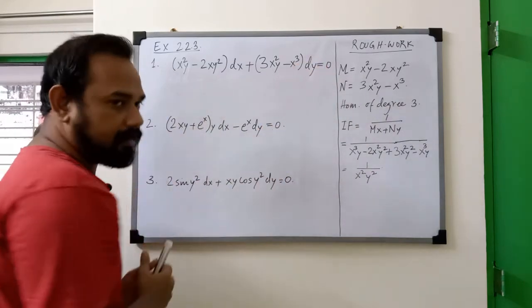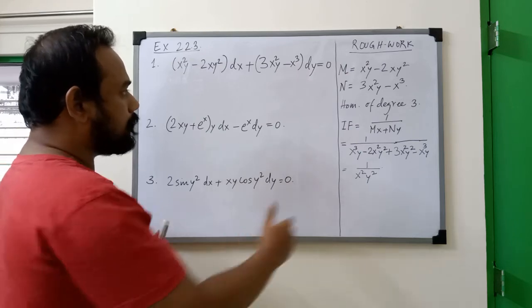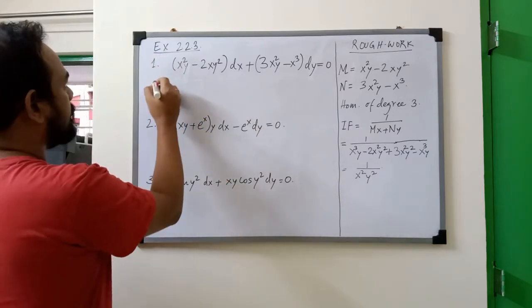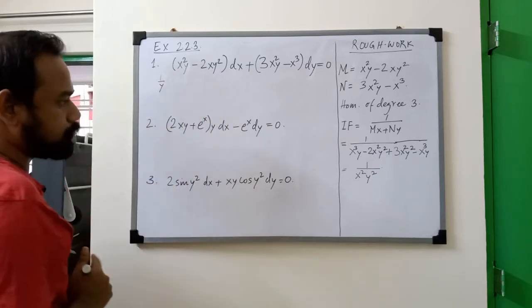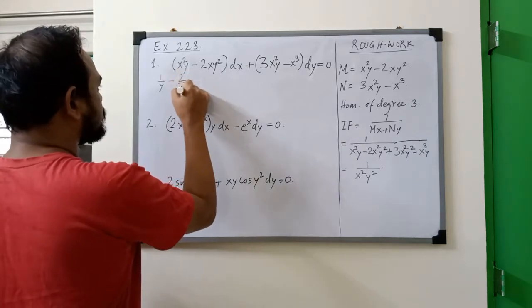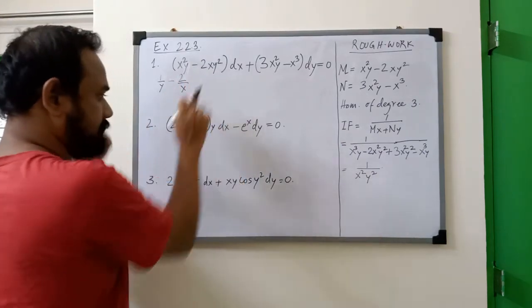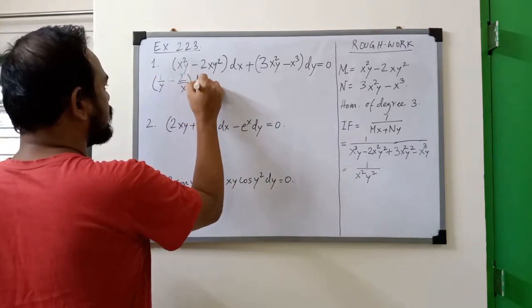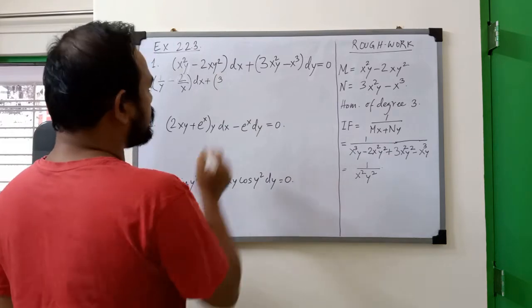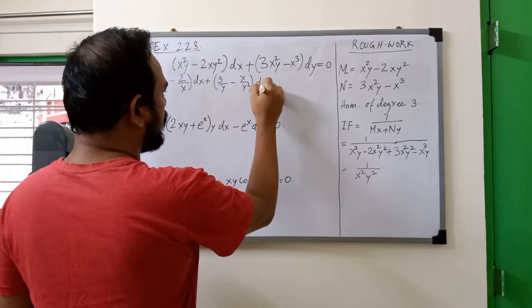Multiplying this factor to this ODE will render it an exact ODE. Remember, these are examples of non-exact ordinary differential equations. So multiplying this with the integrating factor 1 over x squared y squared makes it what? The first expression becomes 1 over y, and the second expression becomes 2 over x. Is that correct? Yes. That's with dx. And then this becomes 3, the x squares will cancel, you will have 3 over y, and then minus x over y squared dy equals 0.